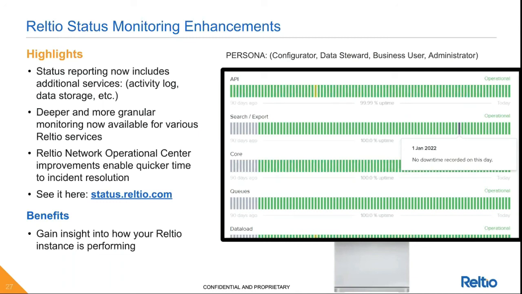And we are providing these insights for us to proactively determine if there's any service degradation that is happening and reach out to you. But this is a self-service that you can use at any point of time, simply going to status.reltio.com and checking how our Reltio service is running, what is the availability and the performance.